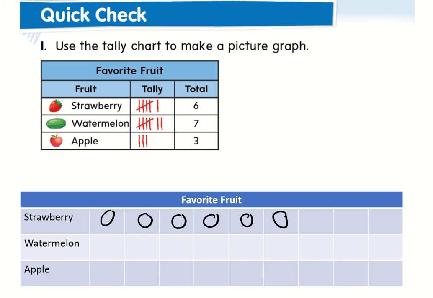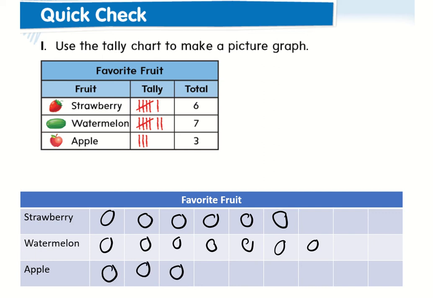With watermelons right below it, we have 7. So we're going to do 7 on the bottom here. So 1, 2, 3, 4, 5, 6, 7. And then the last one we have is apple, which we have 3. So we're going to put that in here as 1, 2, 3.